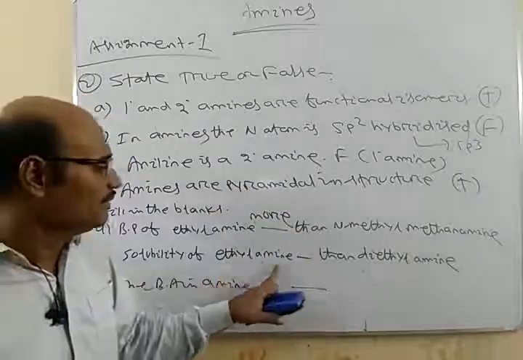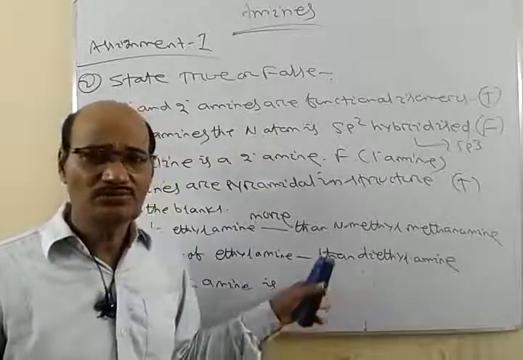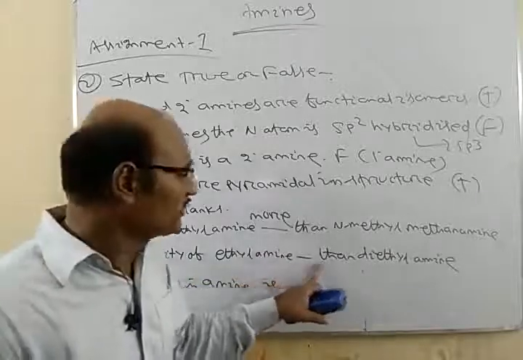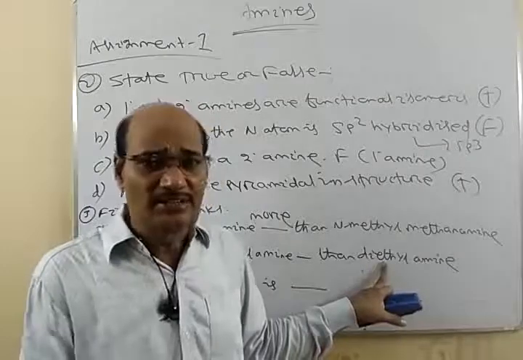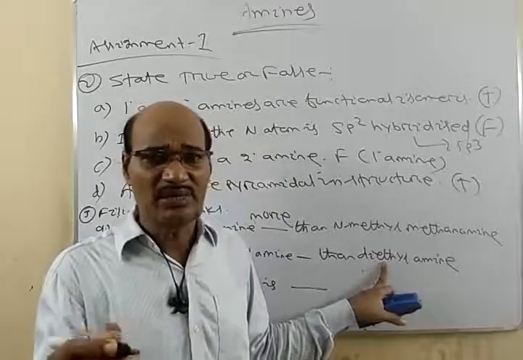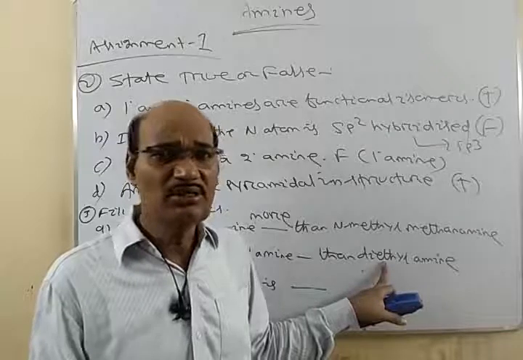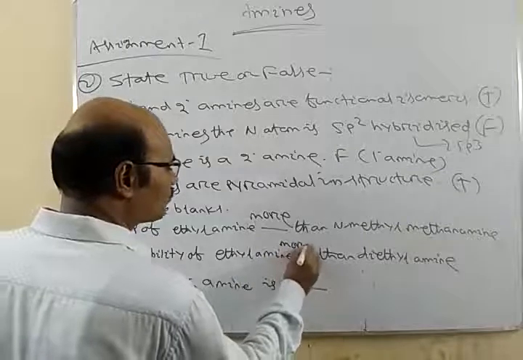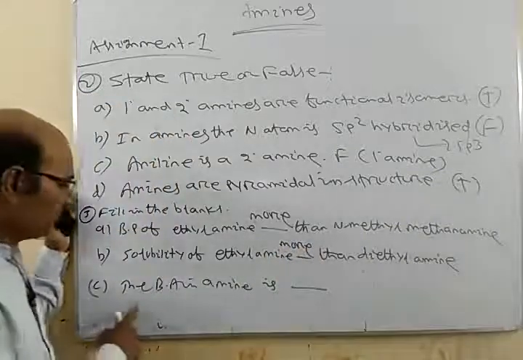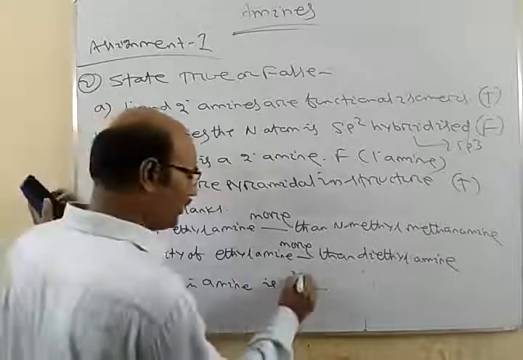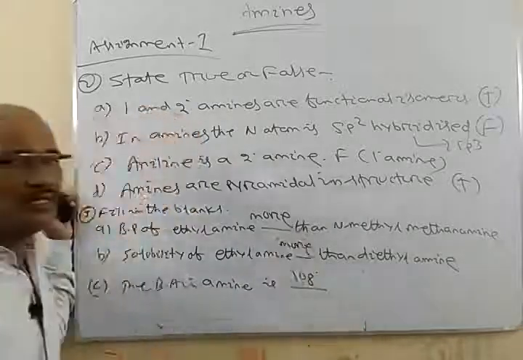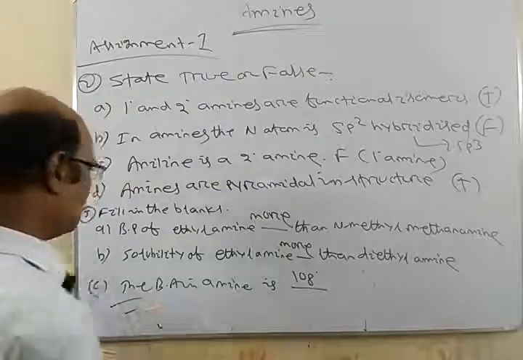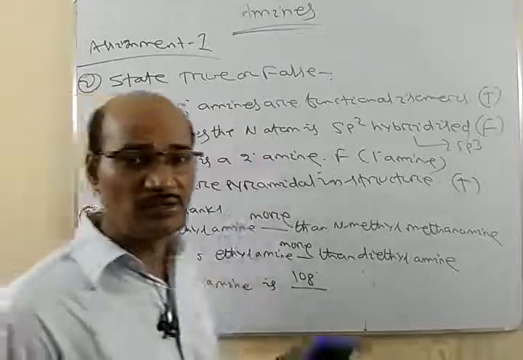Solubility of ethyl amine is less than diethyl amine, less or more? See solubility of ethyl amine. When you take diethyl amine, the alkyl chain becomes more. So the extent of hydrogen bonding will be less. The solubility will be less. Okay. So solubility of ethyl amine is more as compared to diethyl amine. The bond angle in amine is what? 180. So it is pyramidal like ammonia, but its bond angle is around 170. It is 180. Okay. So these are some questions based on today's classroom.